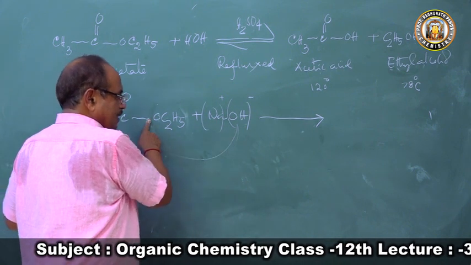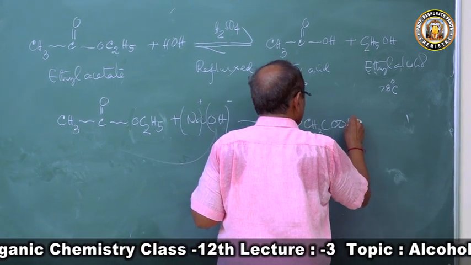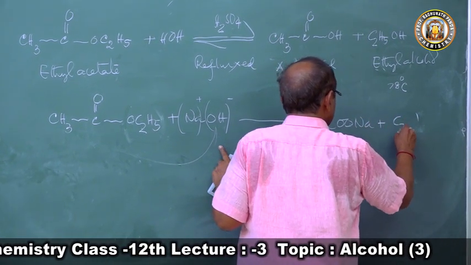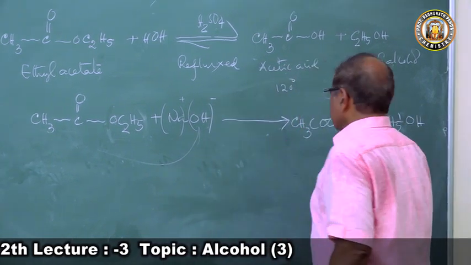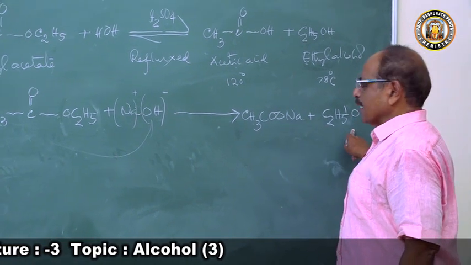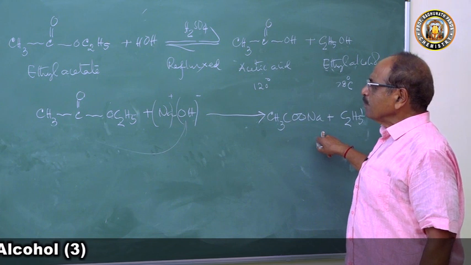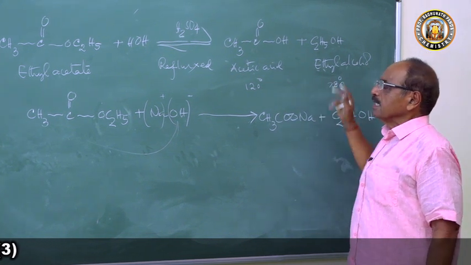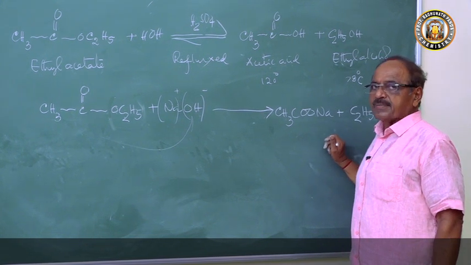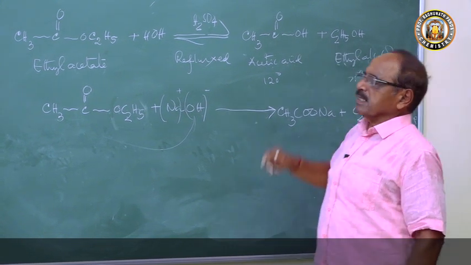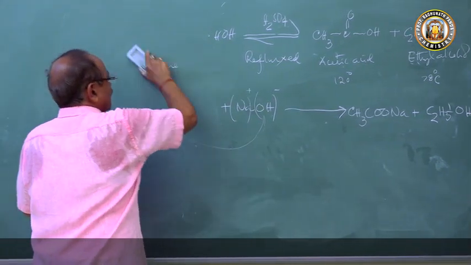It will produce the acid salt CH3COONa, plus C2H5OH. Now CH3COONa is sodium acetate, and you will get ethyl alcohol. So we get a salt here, but generally the best method is hydrolysis of ester by an acidic medium. So this is a laboratory method of preparation of ethyl alcohol and also preparation of acetic acid.